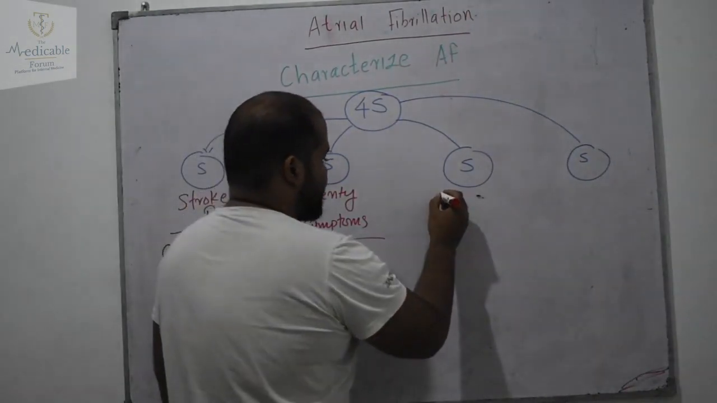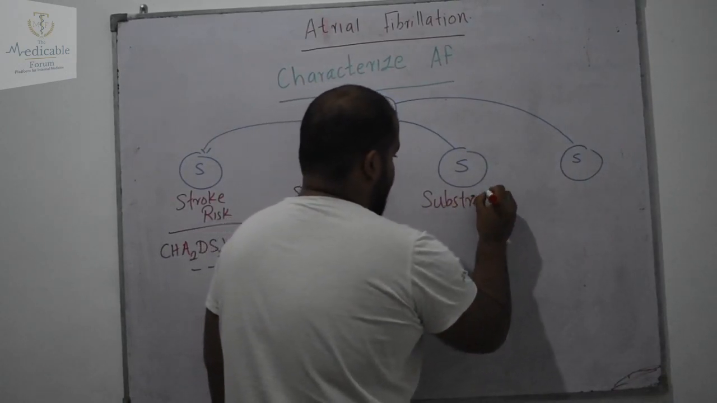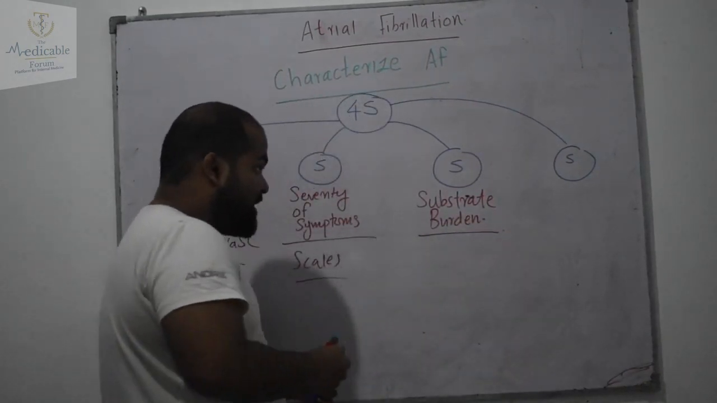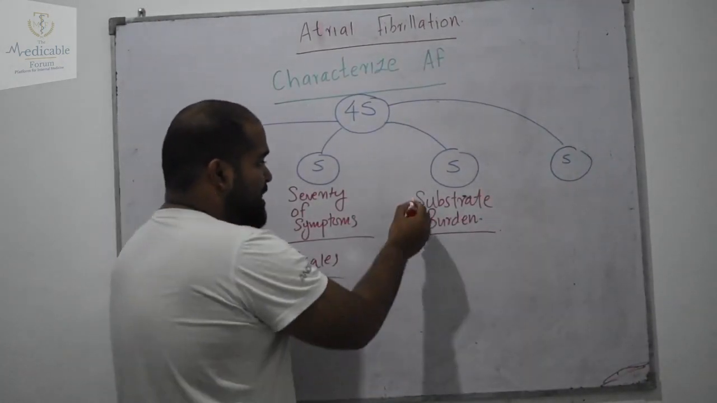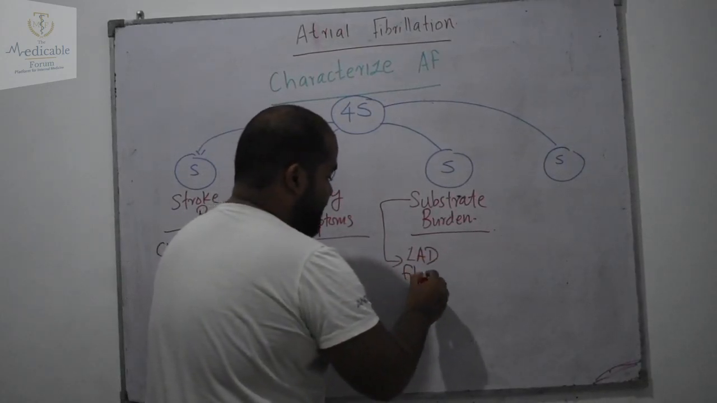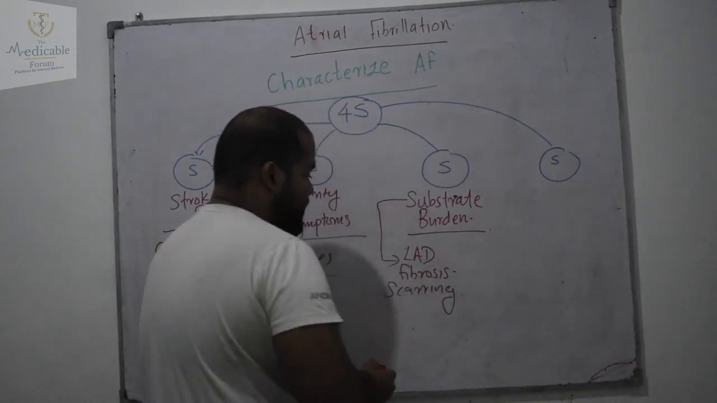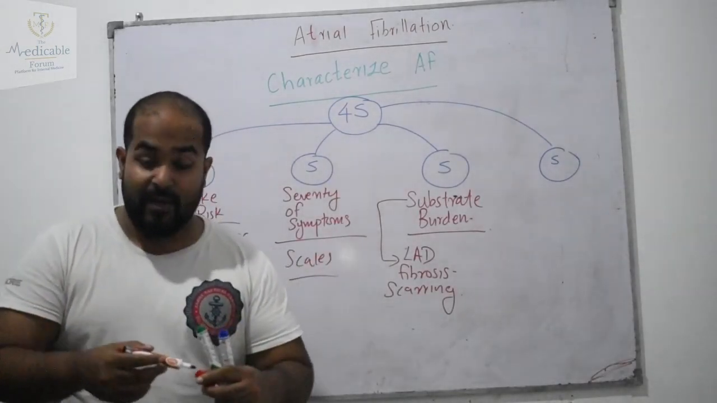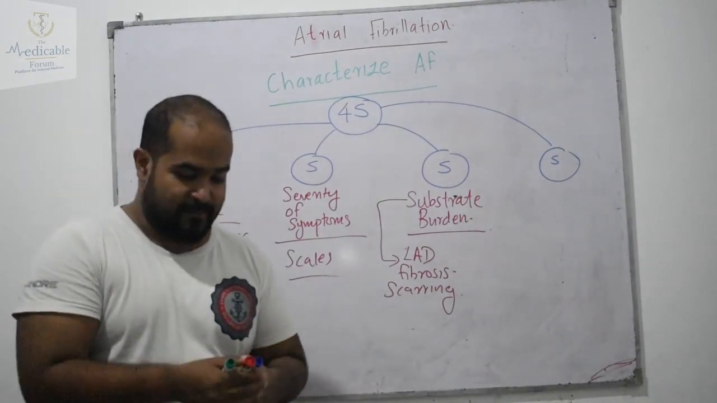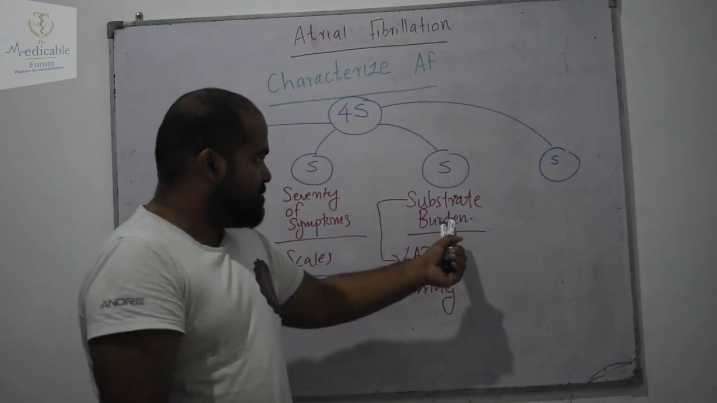What's the next S? It's the substrate burden. Now what is the substrate burden? That means they should have some substrate, like left atrial dilatation, there can be some fibrosis, right? There can be some scarring of myocardium. So these sort of things can predispose to atrial fibrillation, so we need to look at them as well. So that is what we call the substrate burden. So stroke risk, severity of symptoms, substrate burden.